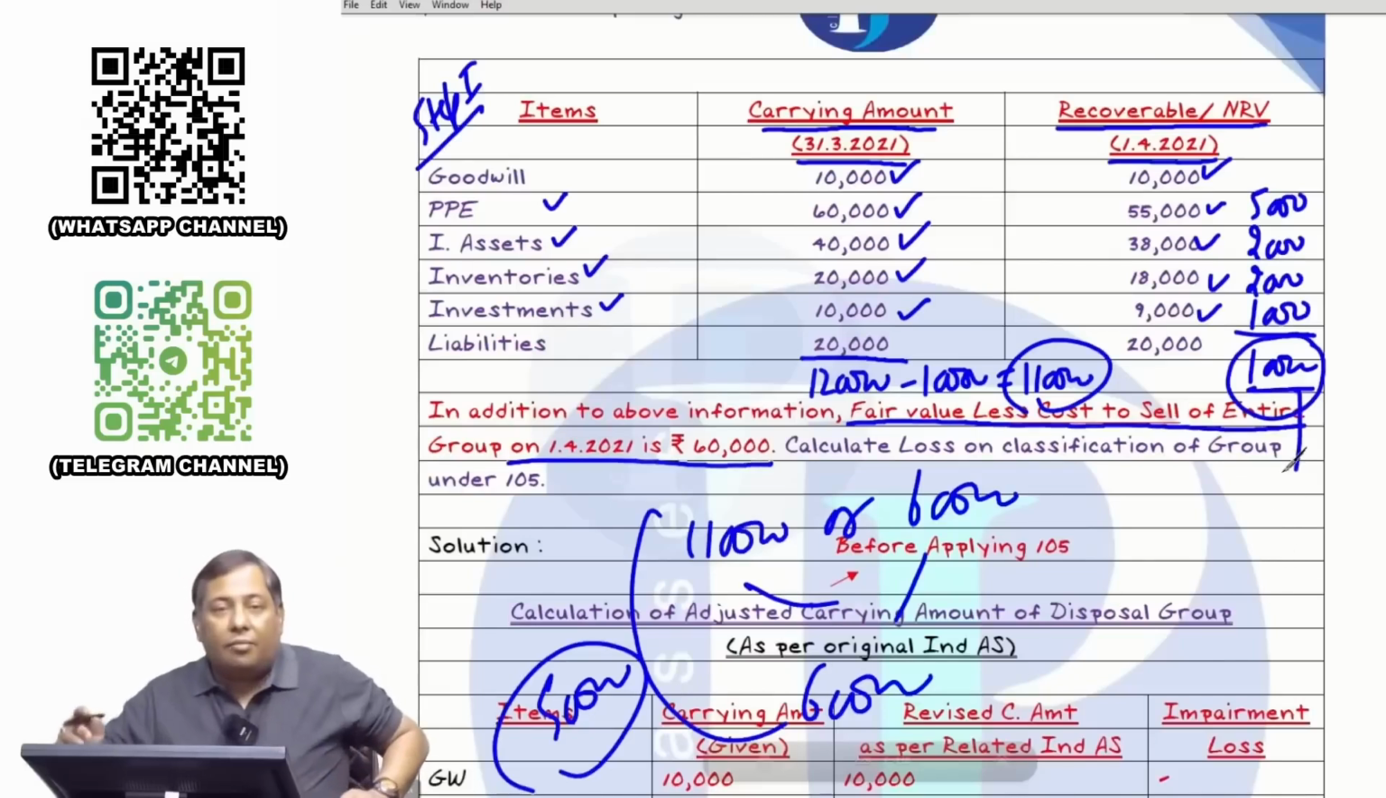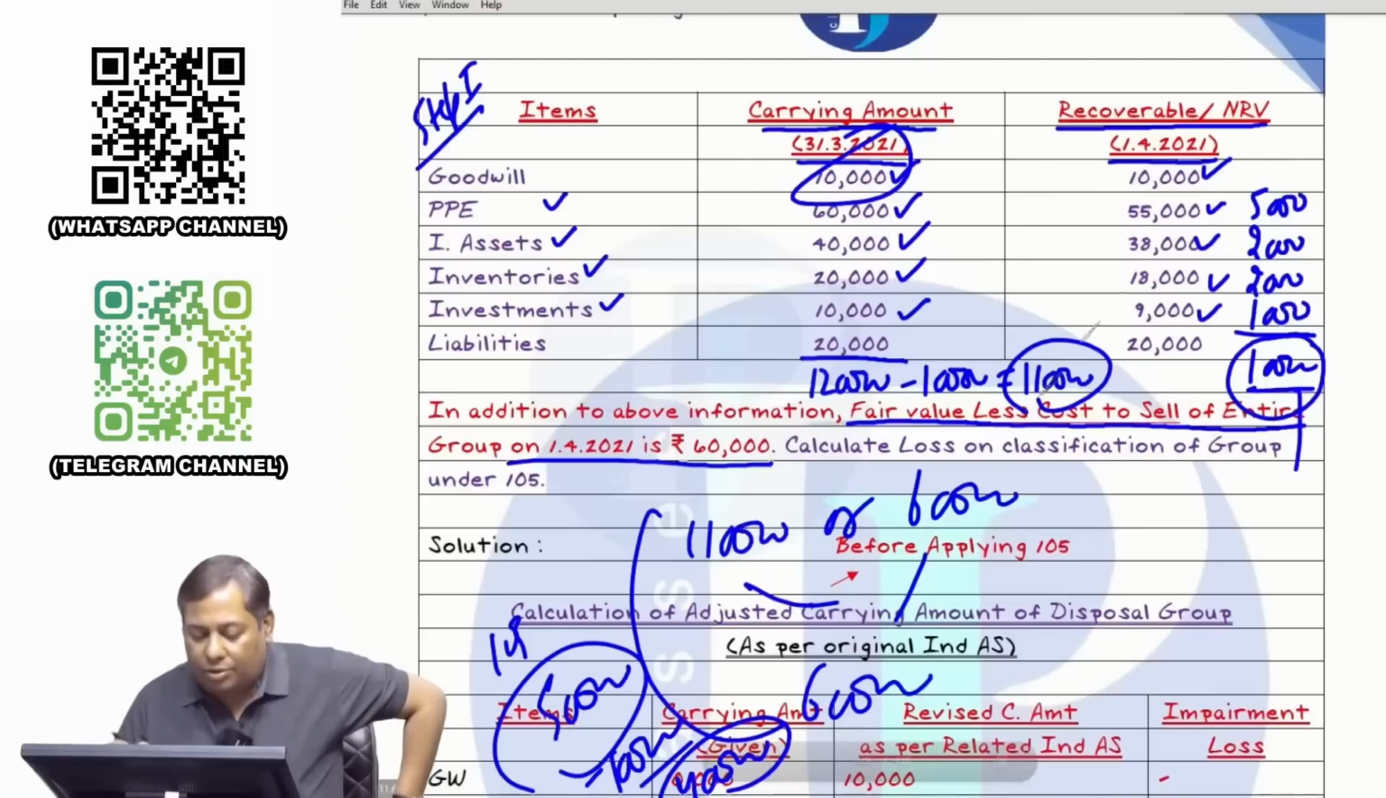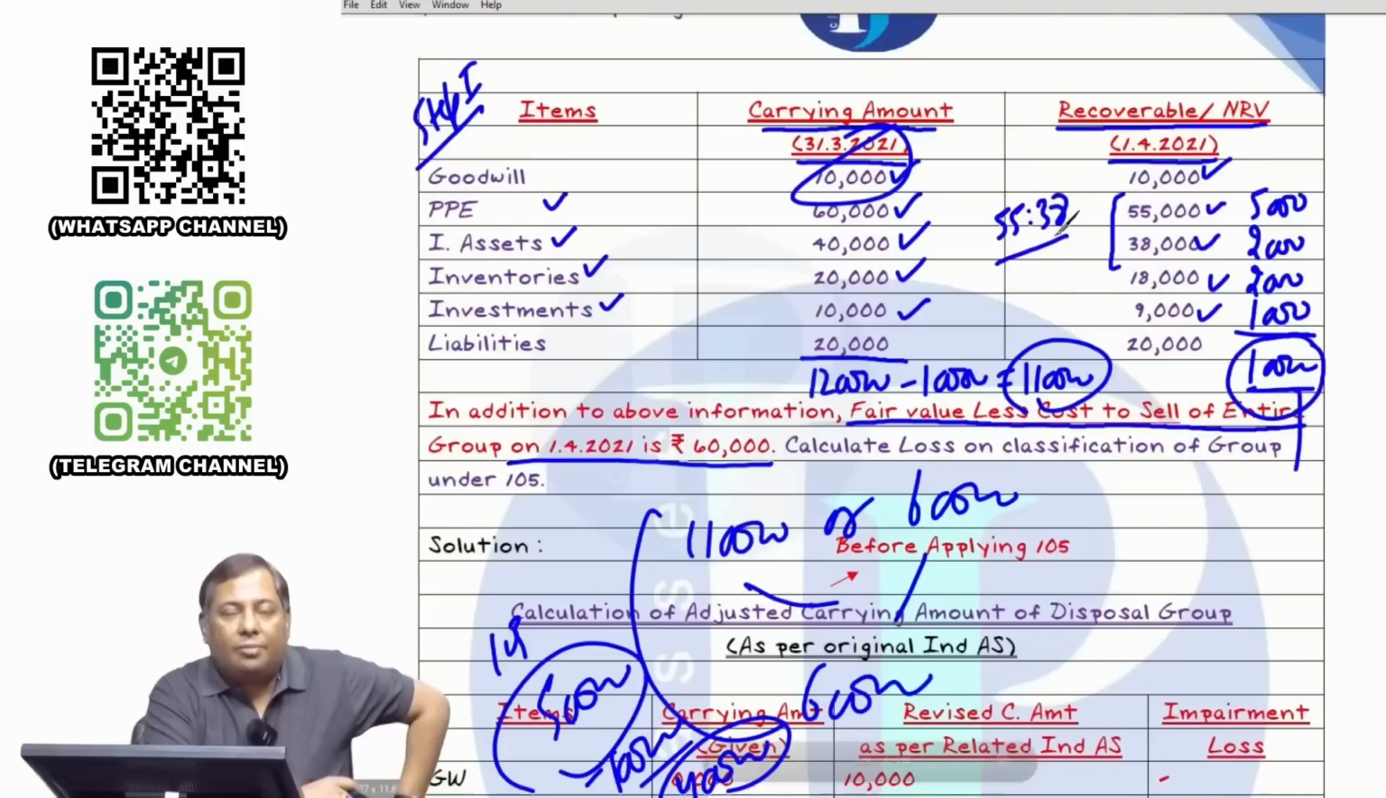This loss occurred before 105. This loss is for 105. Now set off 10,000 from the goodwill. 40 are left. So for 40 I will make the ratio. Which ratio? This one. 55:38. Divide the loss in this ratio.